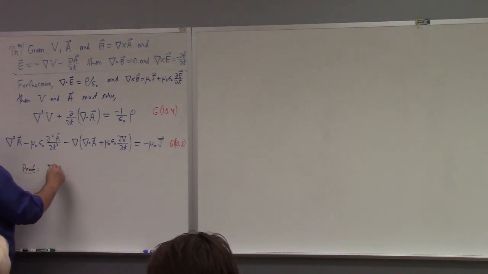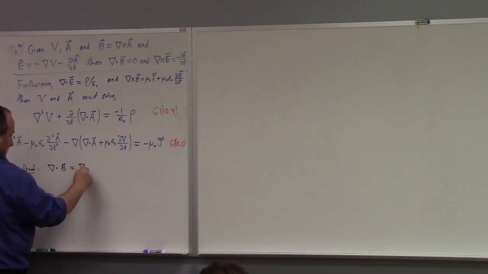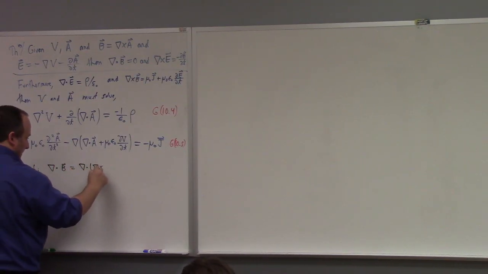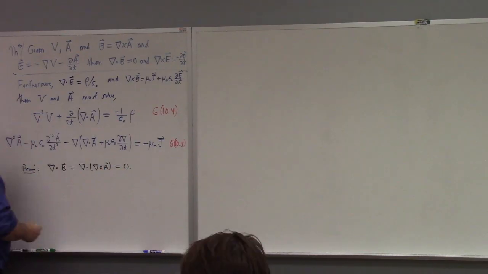The divergence of B is equal to the divergence of the curl of A, but that's 0. We're done.